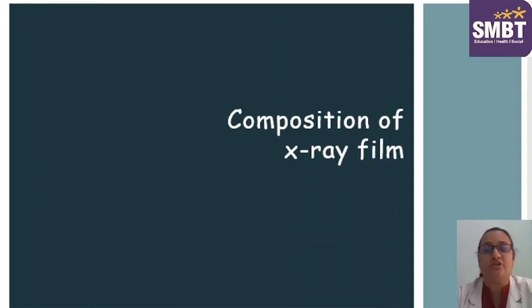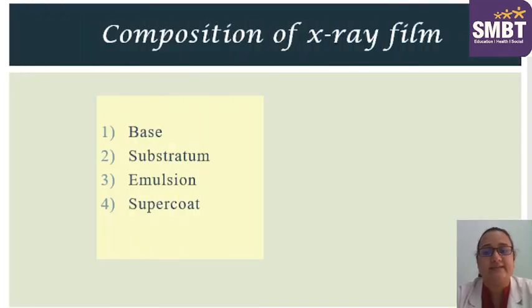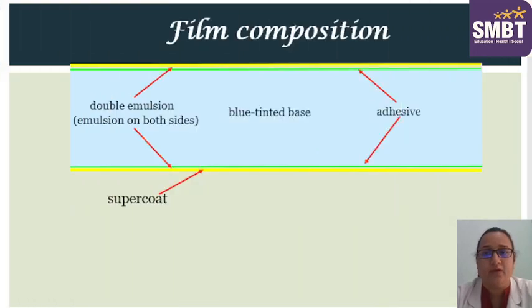What is the composition of this X-ray film now? The X-ray film which is present in the center of the film packet has certain layers on it. First, there is a base. On the base there is a coating of substratum on which the emulsion is coated, and above that there is a super coat. So this is the cross section of the film. You can see this is the base on which there is a substratum, above which the emulsion is coated, and above which there is a super coat which protects.